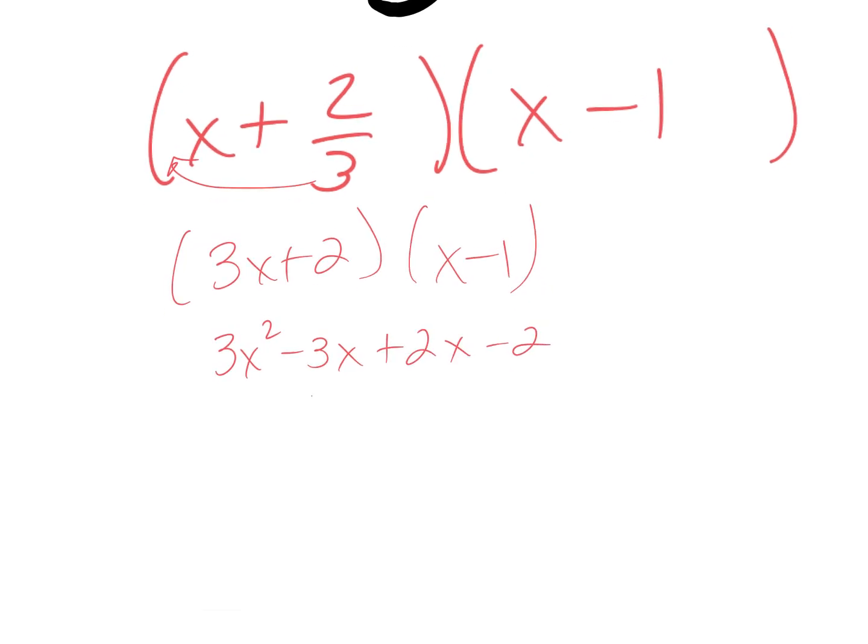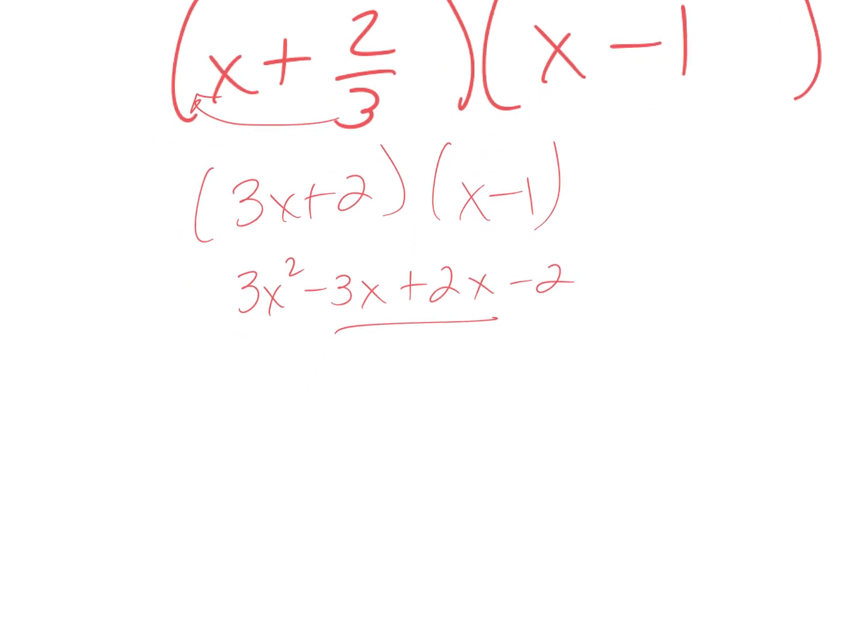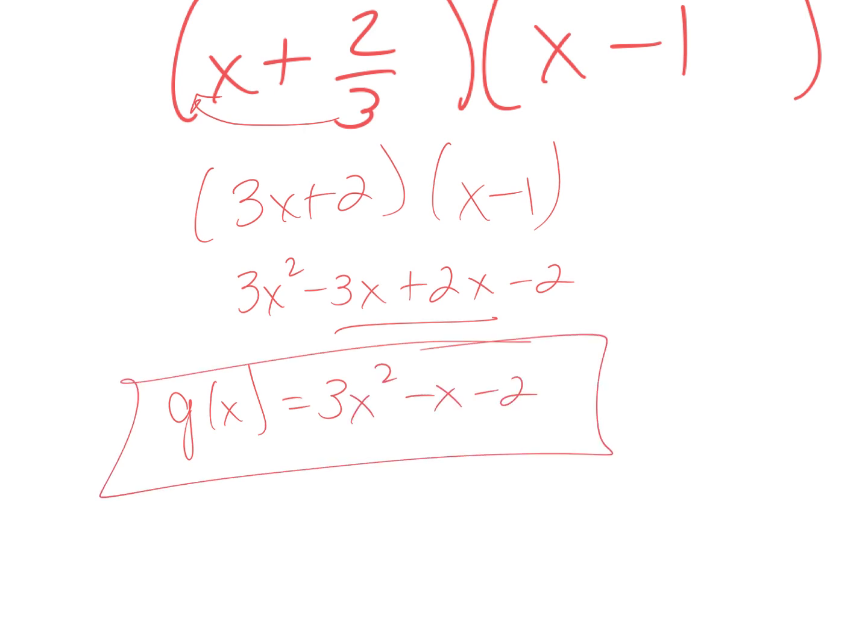What do I do in the middle? Combine like terms. So I have, use g of x this time, 3x squared minus x minus 2. Your exponent should always match how many zeros you had. Since we had 2 zeros, the highest exponent was a 2.